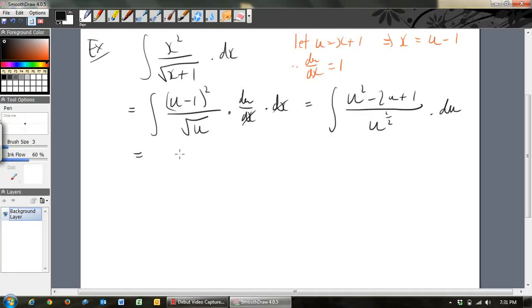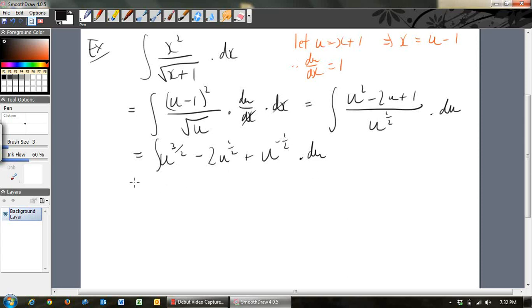u squared divided by u to the half, that is u to the 3 over 2. Negative 2u, so that will be minus 2u to the half, that's 2u divided by u to the half, plus 1 divided by u to the half, so that's plus u to the negative half du. Whoops, I lost my integral somewhere along the line there. Okay, it's equal to that.